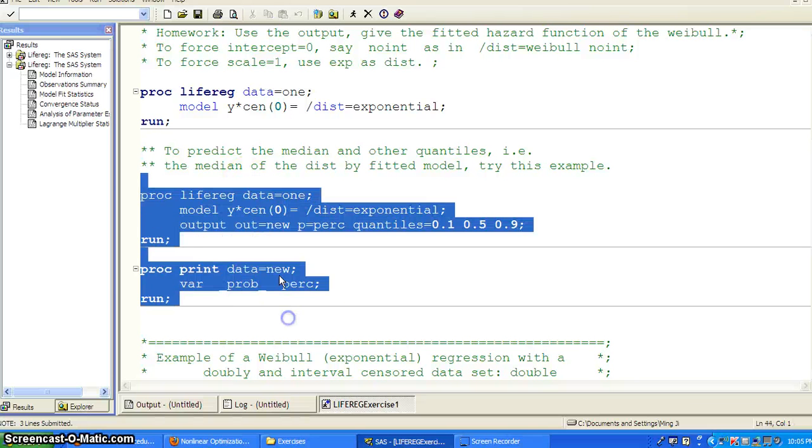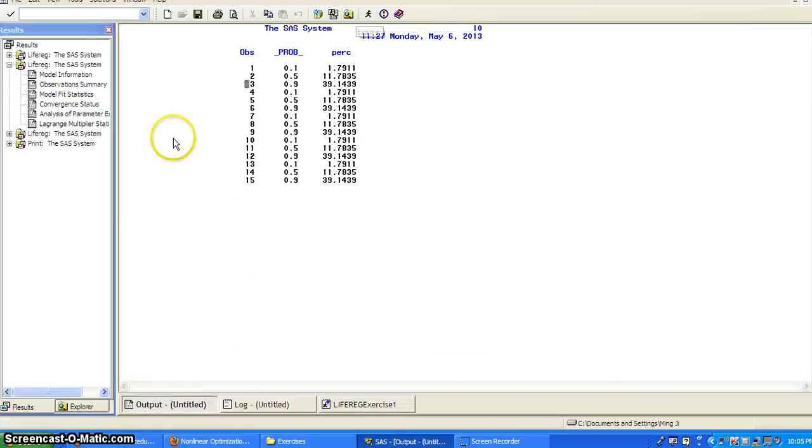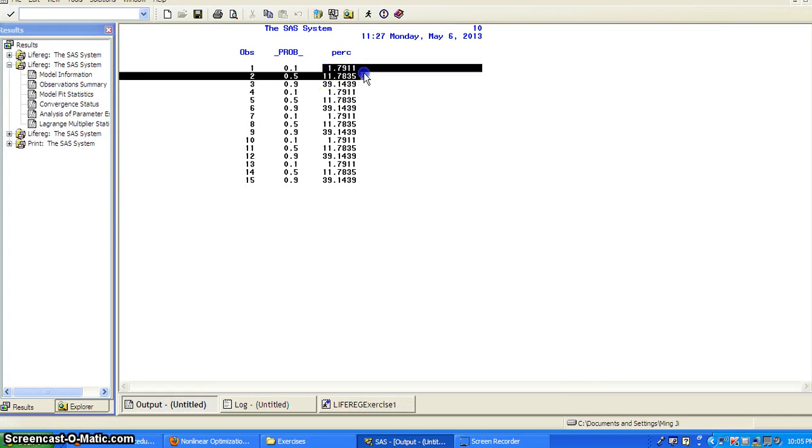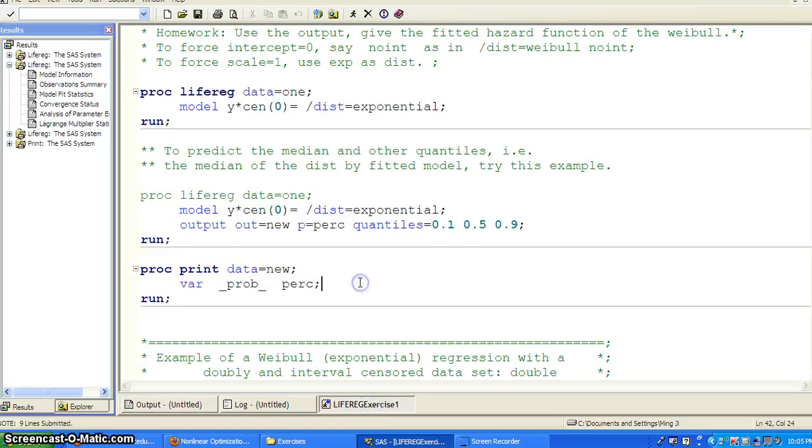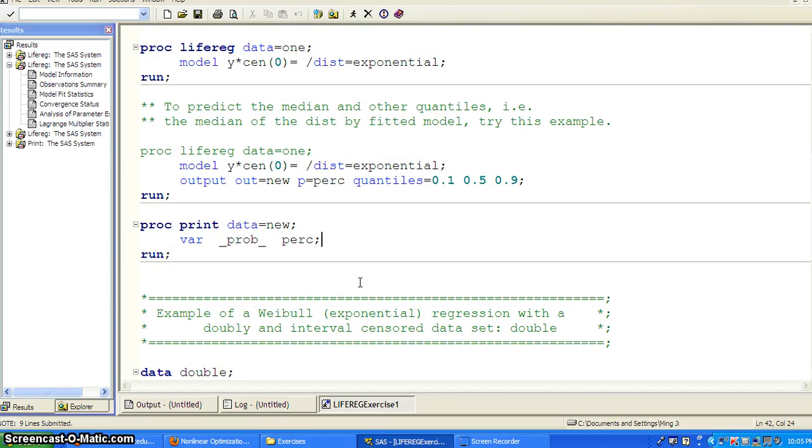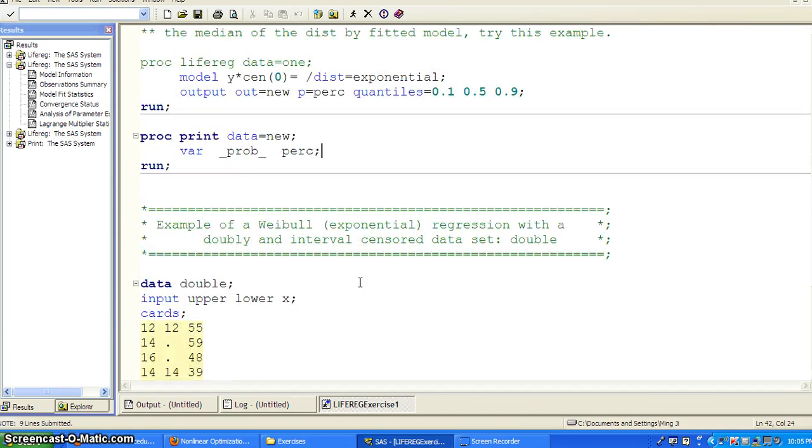Okay, so if you calculate that, you can see the percentile for 0.1 is 1.7911, for 0.5, the median survival time is 11.7835, and the 90th percentile for survival time is 39.1439. And this is considering the censoring as right censoring.